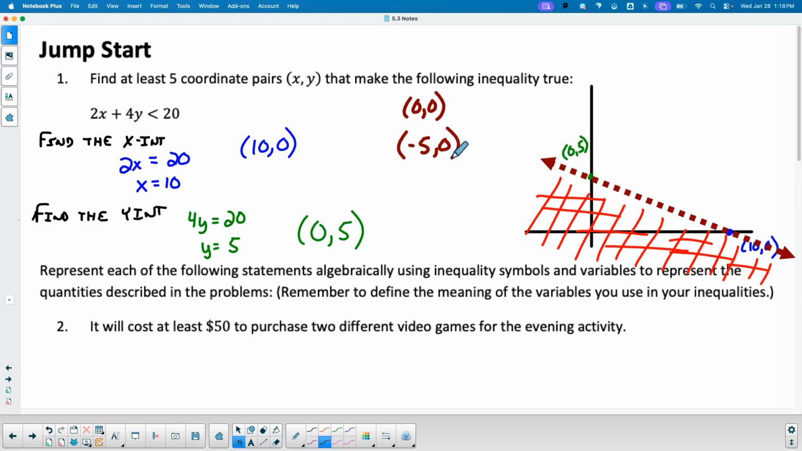If I were to pick a point not inside that region, let's say the point 10, comma 5, 10 over, 5 up, so I know that it's right there. If I plug that point in, this would give me 20, this would give me 20, and 20 plus 20 is 40. Is 40 less than 20? No, so that doesn't work out. So that's why we don't shade on that side of that line. Okay?